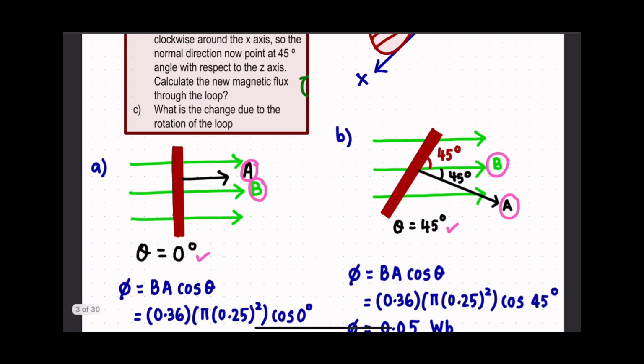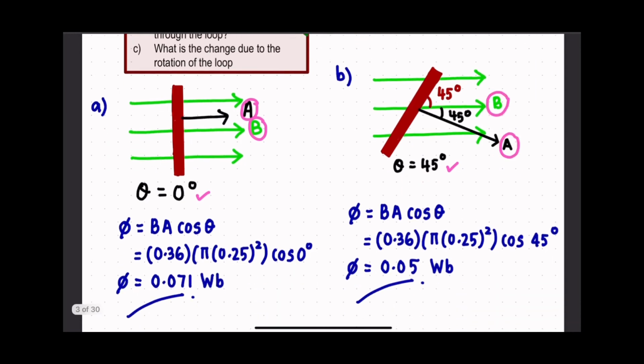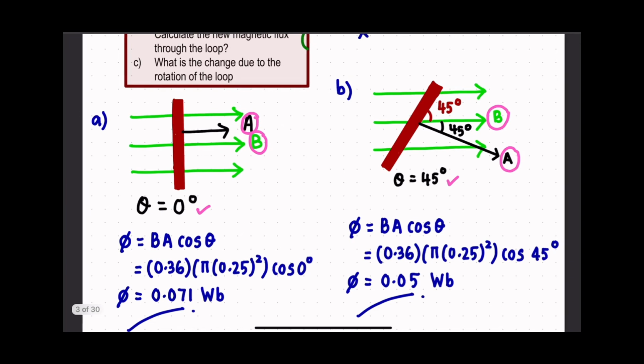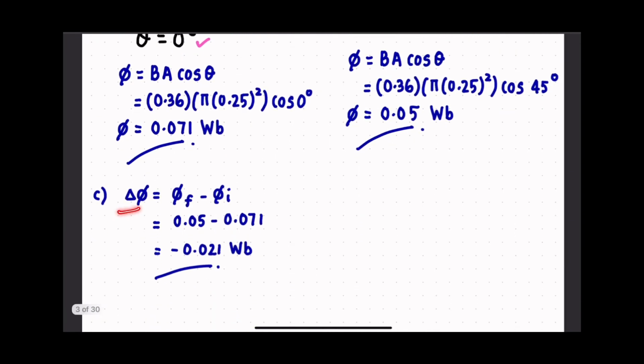So now the angle between vector area A and B is 45 degree. So substitute the value and then you will get the magnetic flux when angle is 45 degree is 0.05 Weber. Okay, see what is the change due to the rotation of the loop. Change of the flux is equal to negative 0.021 Weber. Change ni selalunya kalau dalam formula kita akan ambil final minus initial.